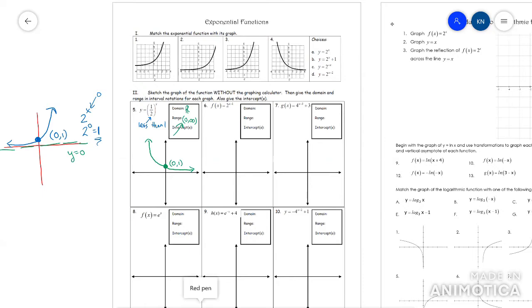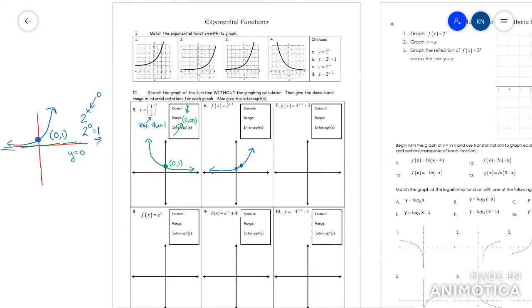Okay, look at this next one. 2 to the x minus 1. This is a horizontal shift to the right 1. So instead of normally being at 0, 1, now it's going to be at 1, 1. So it would still take this shape, because your base is bigger than 1, so it is exponential growth. It's just now this point is at 1, 1.